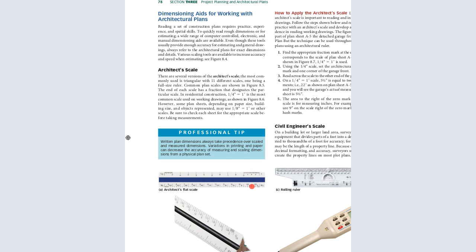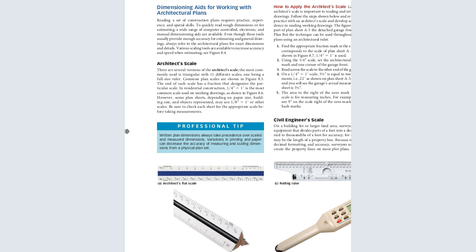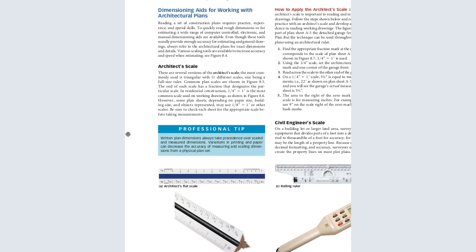So, reading the architect scale. There are several versions of the architect scale, and the most commonly used is the triangular with 11 different scales, one being a full-size rule. Common plan scales are shown in figure 8.5. So 8.5 is here, and we're going to see the scales.